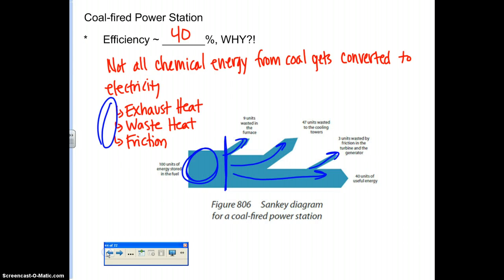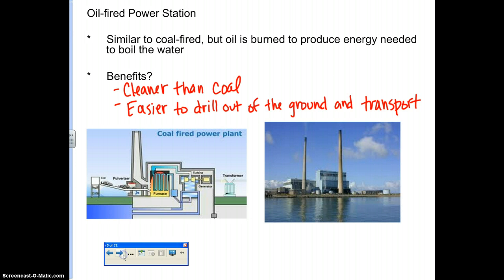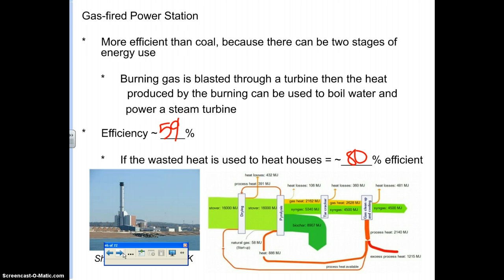So over here, we saw that coal-fired was at 40%. Now we're making progress because we're at 59%. Well, if the wasted heat is used to heat houses, then it's about 80% efficient. So if you can find a way to harness all that so-called wasted heat, your efficiency definitely jumps up.